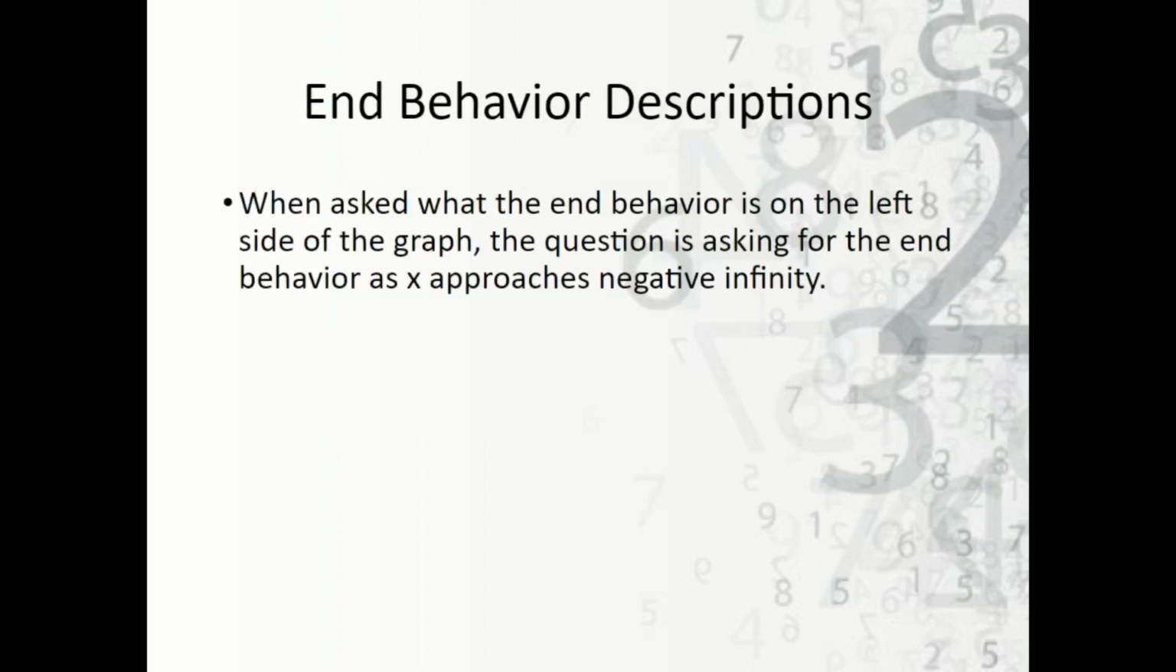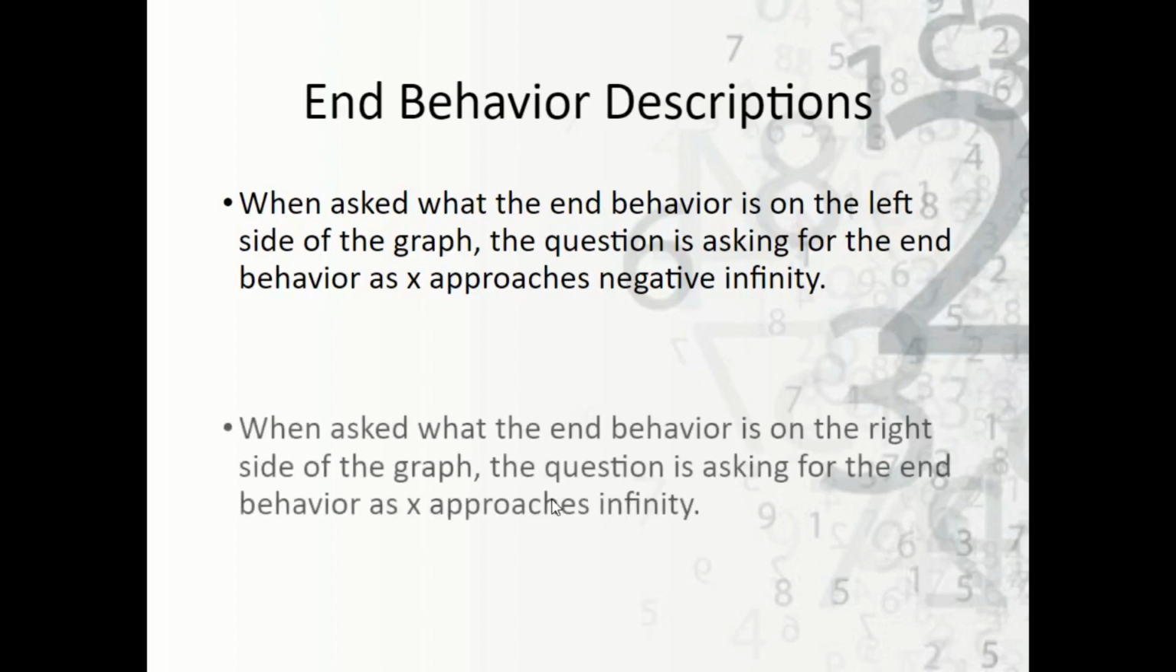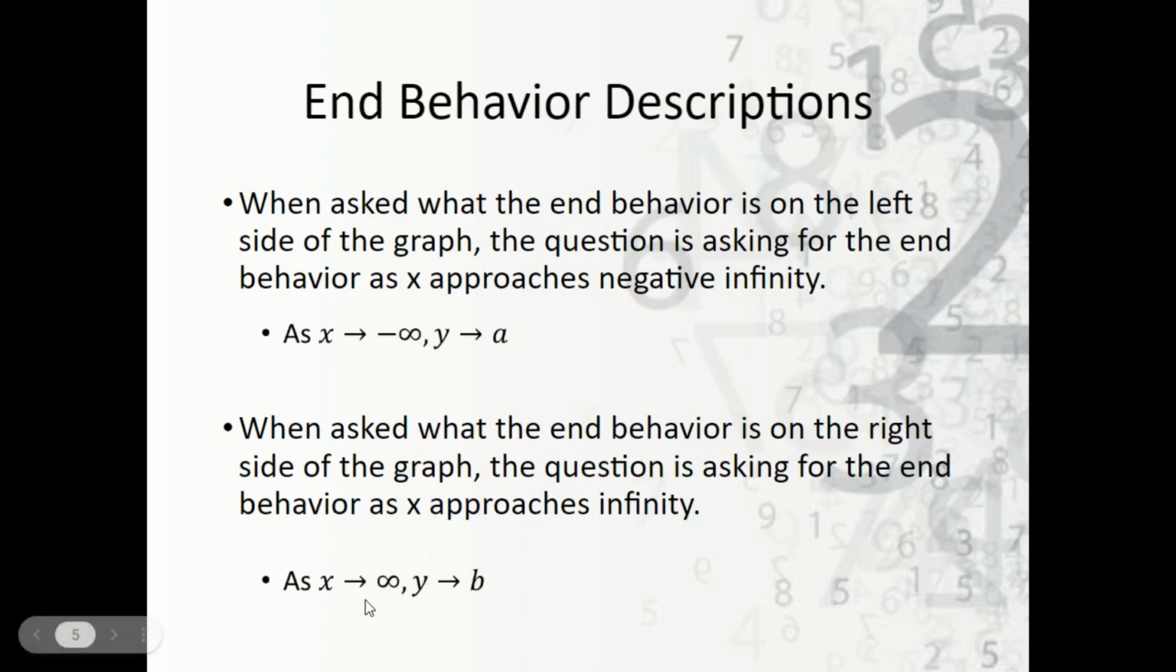So when asked what the end behavior is on the left side of the graph, the question is asking for the end behavior as x starts to approach some value from the left. And likewise, when it asks for the right side, it's asking for as x approaches some value on the right side, what is the graph doing? So in this case, we're looking at as x approaches negative infinity, what is y approaching? And as x approaches infinity, what is y approaching?